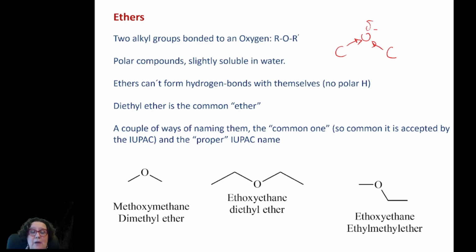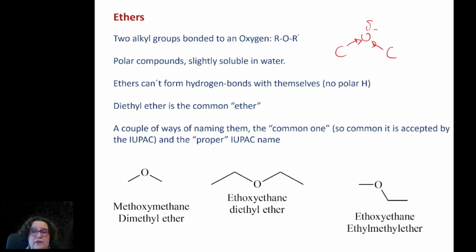They can't form hydrogen bonds because to form a hydrogen bond, you need a hydrogen directly attached to an oxygen, which is then close to another atom of oxygen, fluorine, or nitrogen from another molecule. And here you don't have any hydrogen directly attached to an oxygen, so no hydrogen bond.